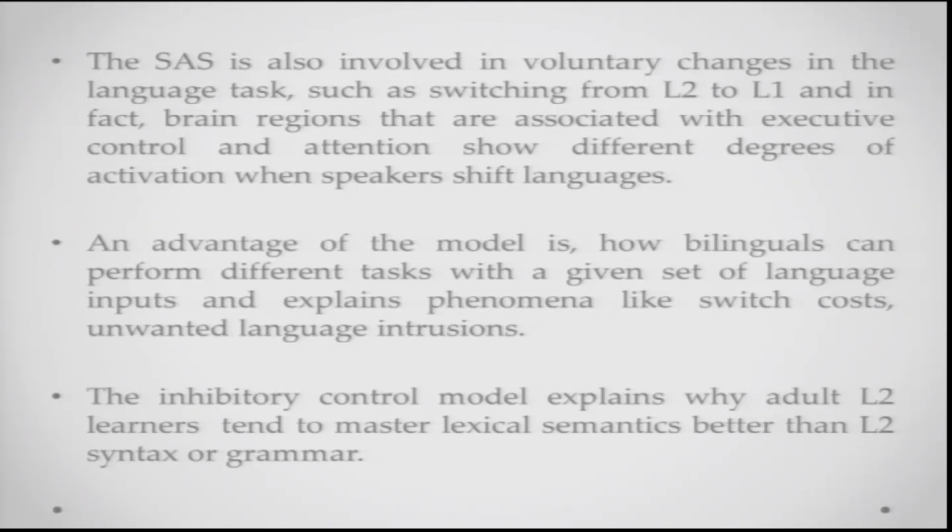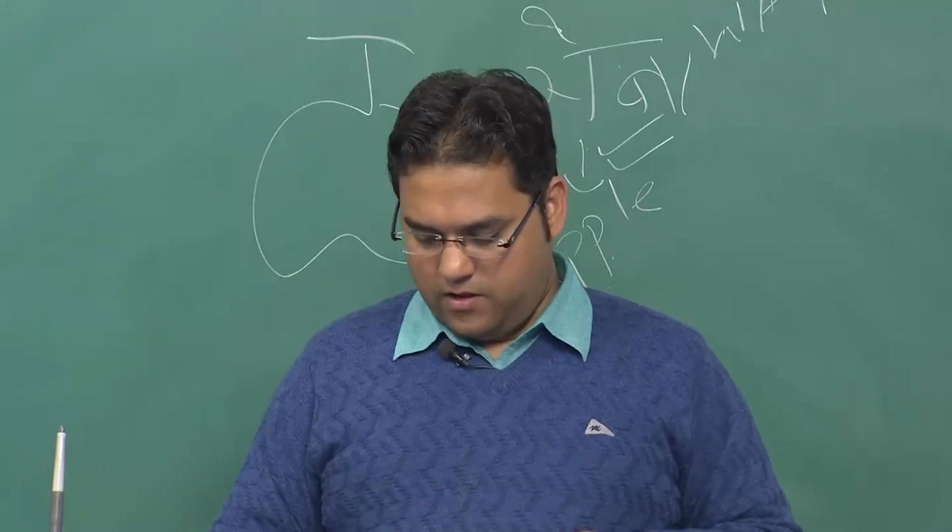Now, an advantage of this model, which talks of a language task schema, a supervisory attentional system and a goal specific system, is that it explains how bilinguals can perform different tasks with a set of language inputs, and it also explains how phenomena like switch cost and unwanted language intrusions occur. So, the inhibitory control model in that sense explains why adult L2 learners tend to master lexical semantics better than L2 syntax or grammar, because all of these are happening at the word level.